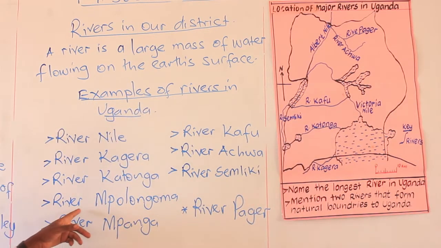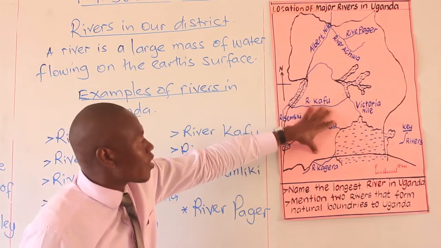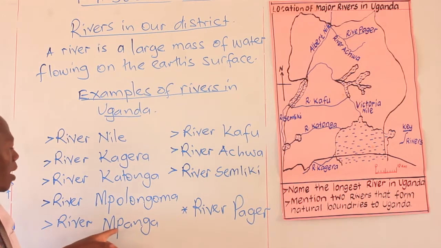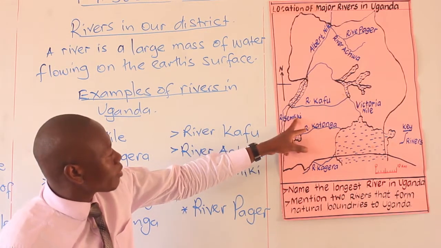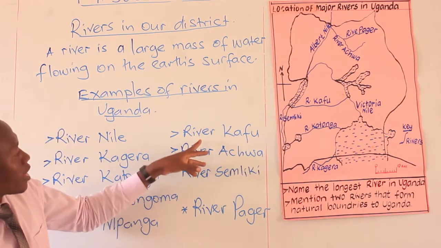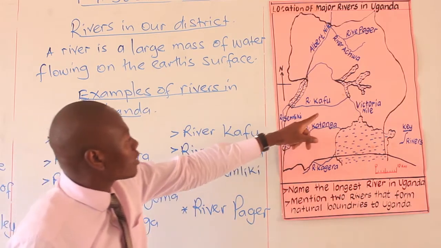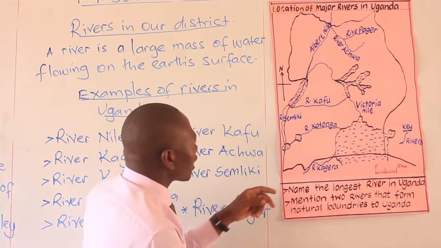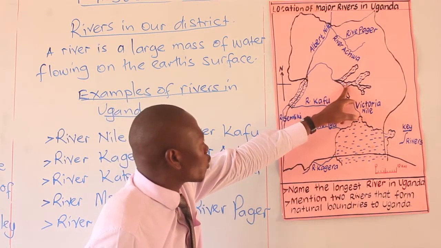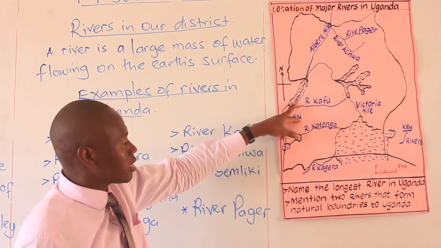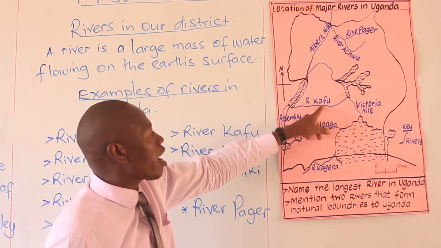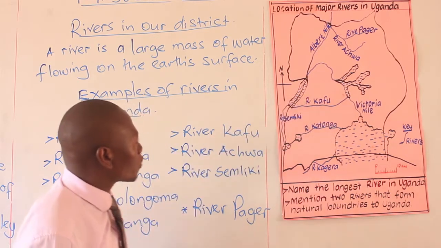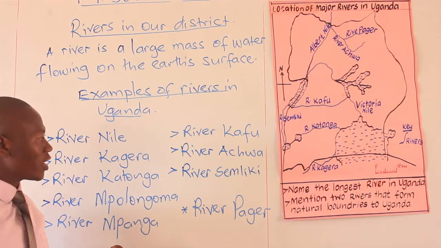Let's go to River Mpologoma here. It's not on our map here. It's also found just within here on the map. We have River Mpanga. It's also found in the western part of Uganda here. Then we have River Kafu. River Kafu is here. It connects also two lakes. Which lakes are these? It connects Lake Choga and Lake Albert. This river is called River Kafu. It's called what? River Kafu. So it's also one of the major rivers in Uganda.